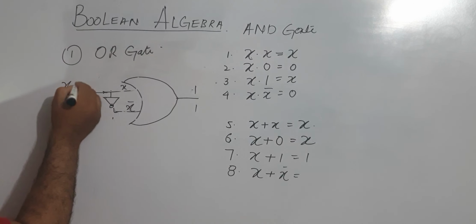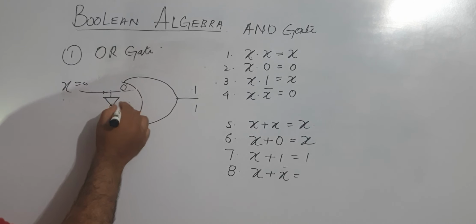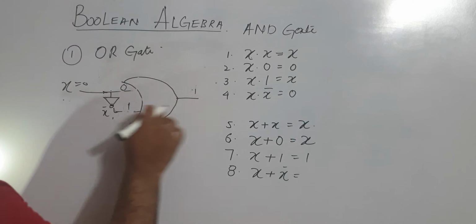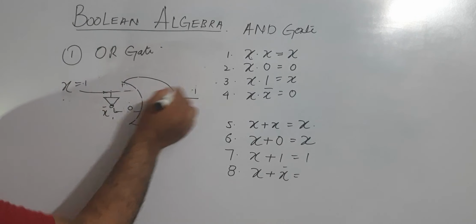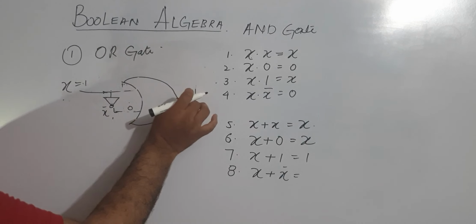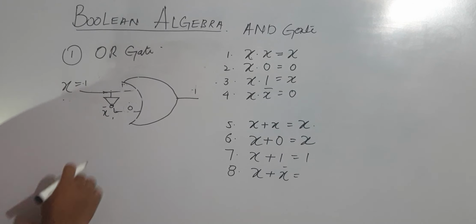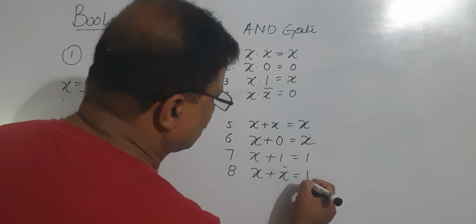If x is equal to 0, so this input is 0 and this input is 1, and this is x complement input. So output is 1. If x is equal to 1, so this is 1 and this is 0, so output is 1. So in this case output is always 1. Output does not follow the value of x, so it means it is always 1. So x or x complement is always equal to 1.